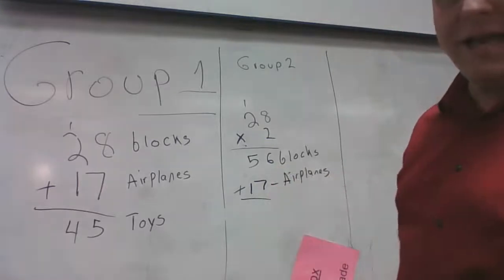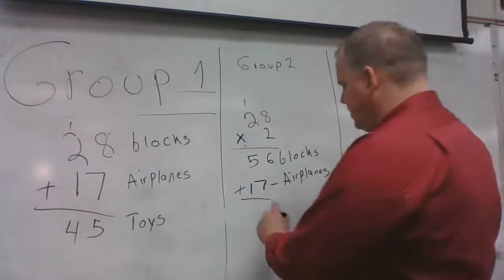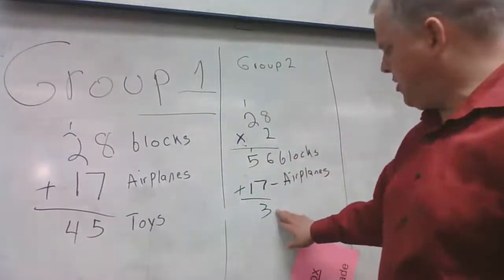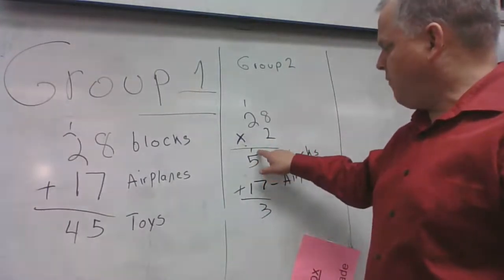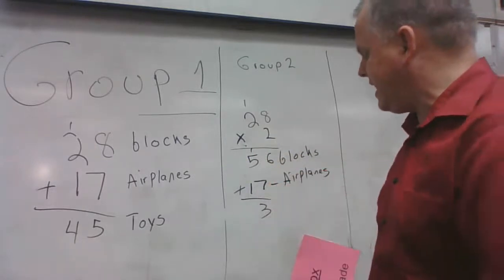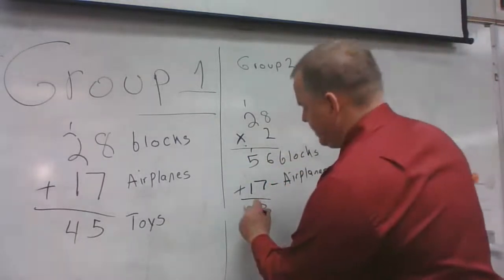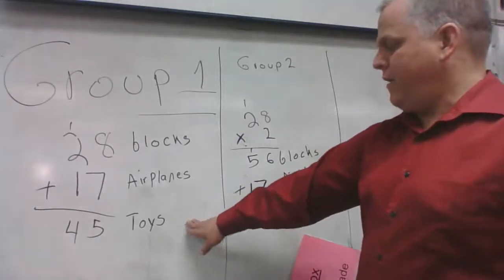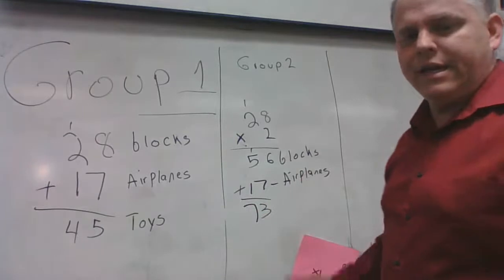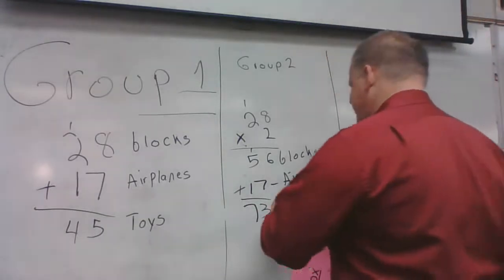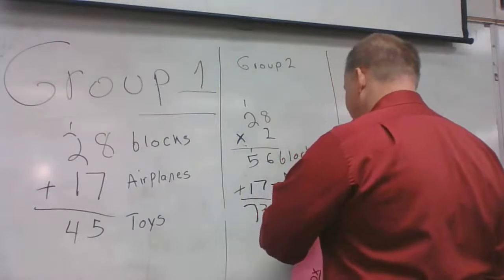Six plus 7 is 13. 3 ones, carry that. 1 ten plus 5 tens plus 1 ten is 73. So group 1 made 45 toys and group 2 made 73 toys.